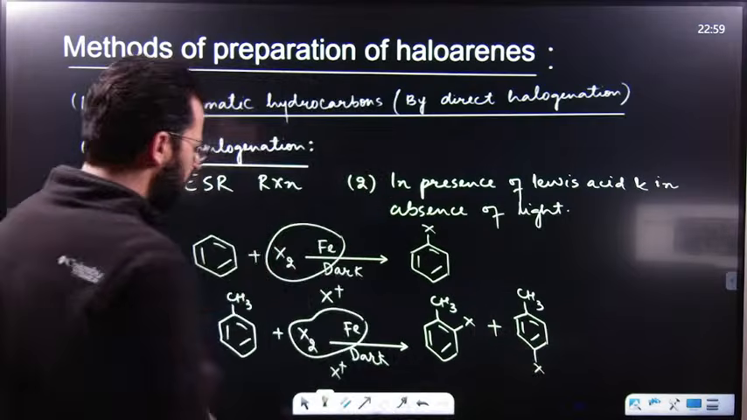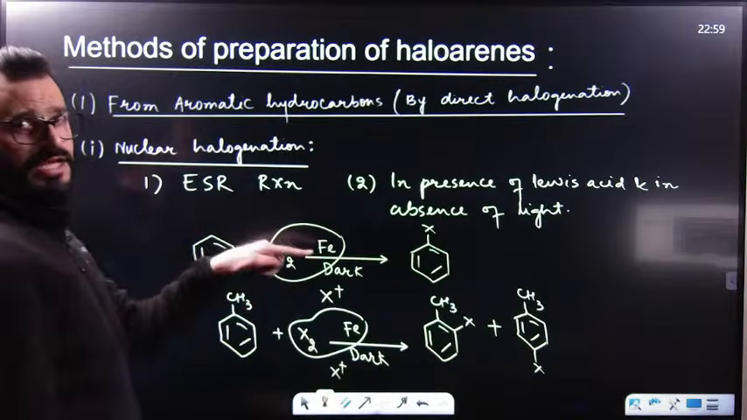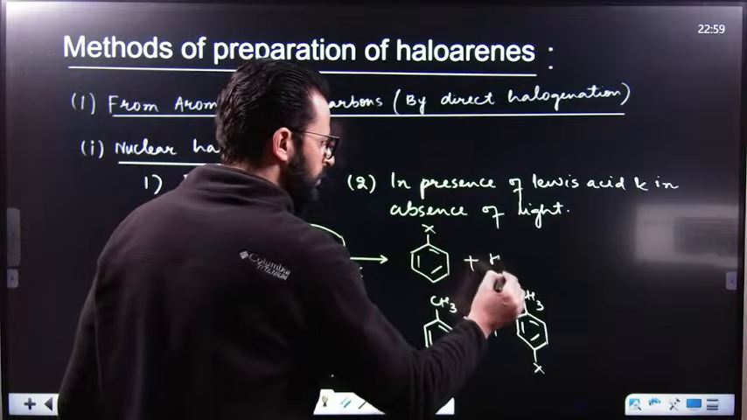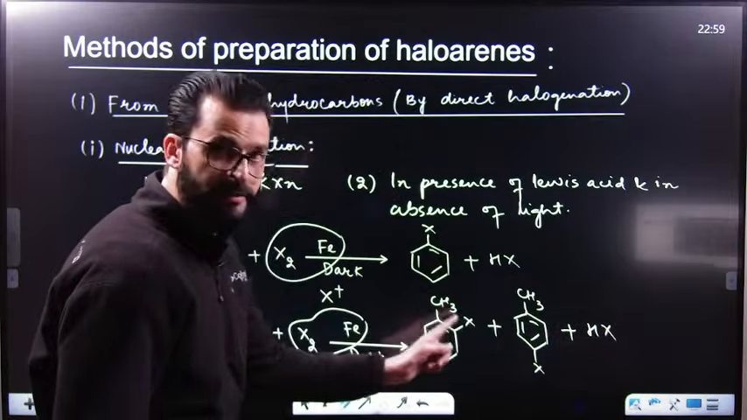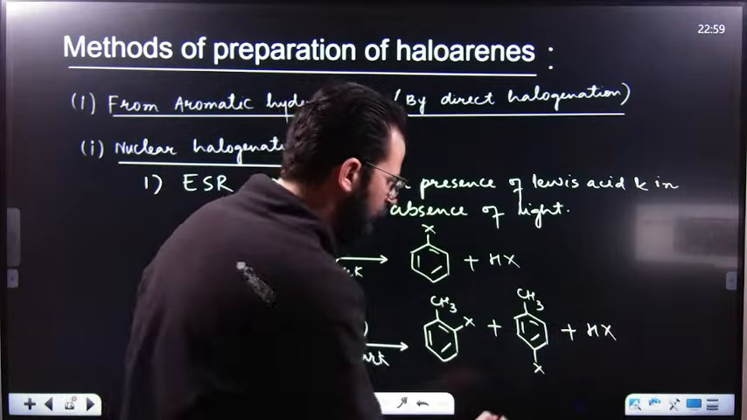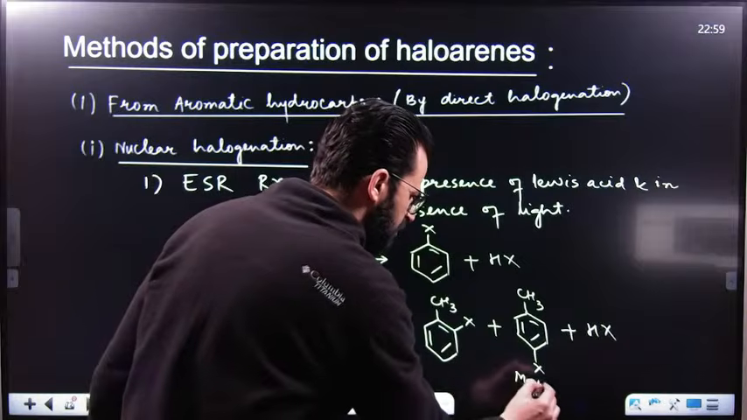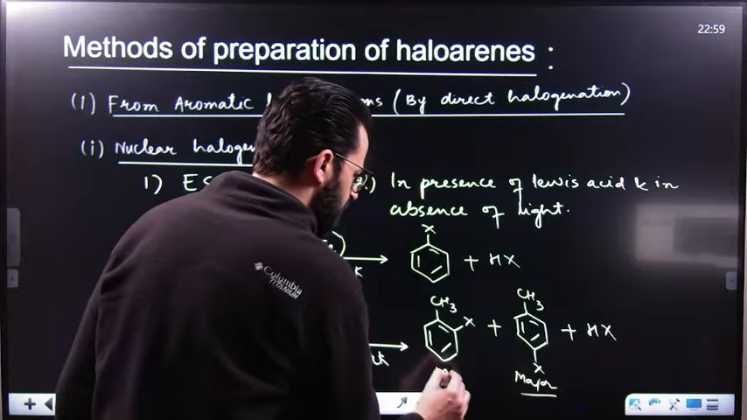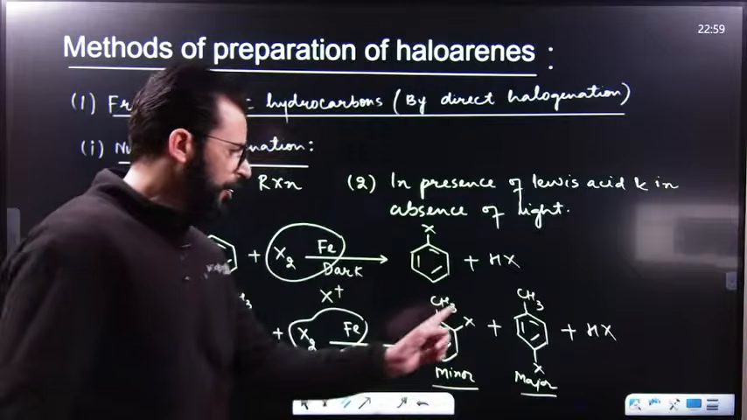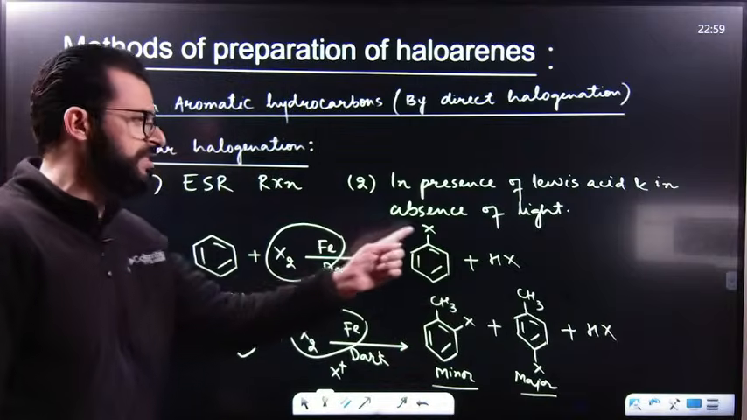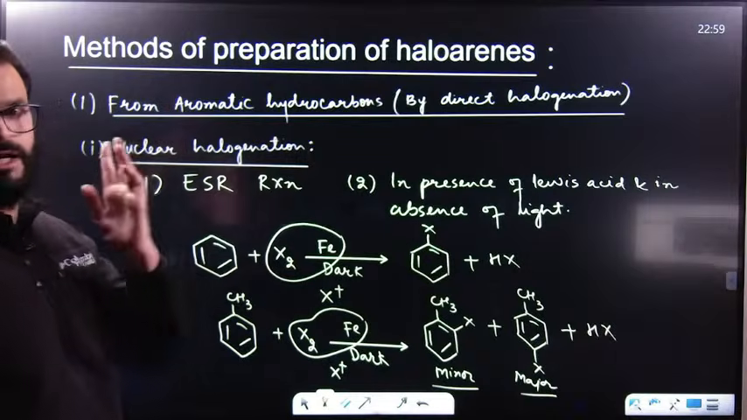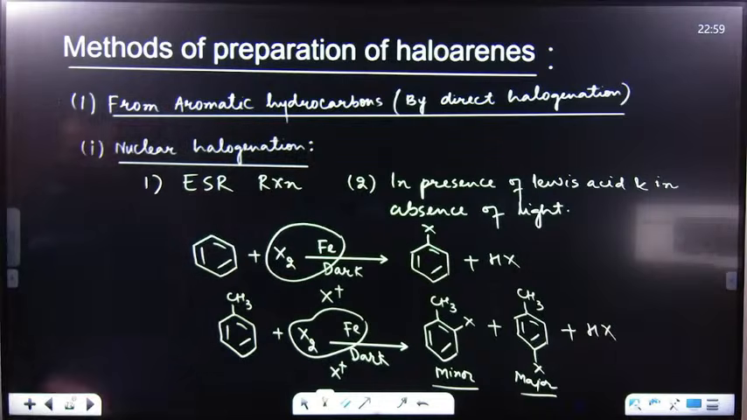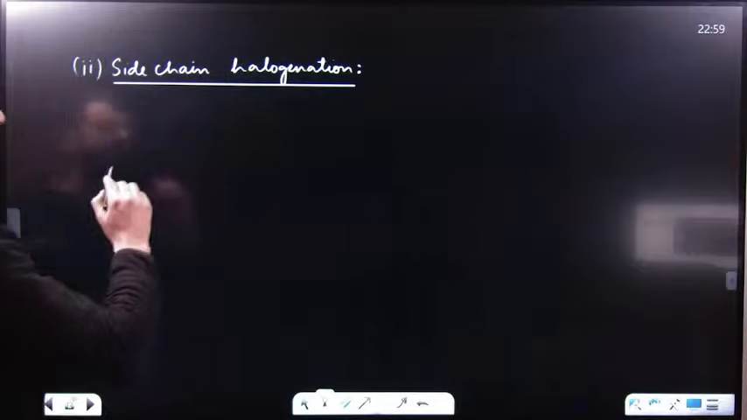Now have a look. When one X goes to this, H will be replaced, so that H will go with another X, similarly this. Here, repulsion will be more, here repulsion will be less, so this will be more stable, so this will be the major product and this will be the minor product. So, halogen is introduced within the nucleus of this aromatic ring, that's why this is known as nuclear halogenation. So, this is the first one, that is nuclear halogenation.